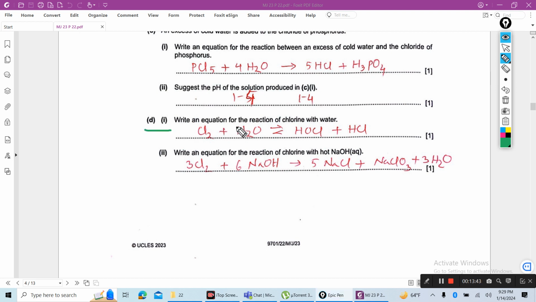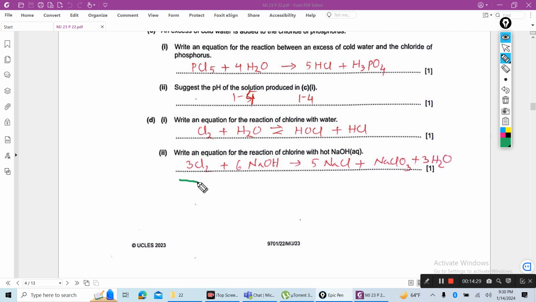D1. Write an equation for the reaction between chlorine and water. Chlorine reacts with water to form chloric 1 acid, or hypochlorous acid, HOCl, plus hydrochloric acid, HCl. Now, number 2, write an equation for the reaction of chlorine with hot sodium hydroxide, hot alkali. You know, chlorine reacts with hot alkali to produce sodium chloride, sodium chlorate 5 and water.